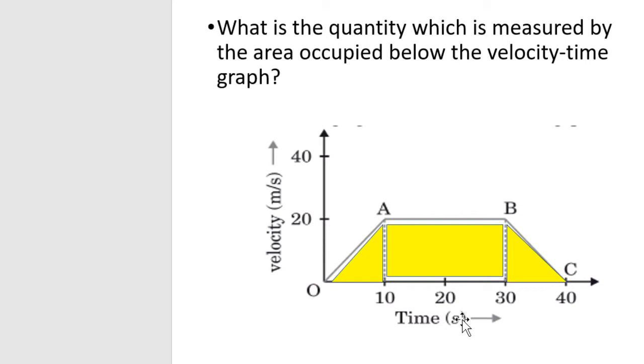Okay. Now look at this. What is the quantity which is measured by the area occupied below the velocity time graph? I mean to ask you, suppose now here you see velocity on the y-axis and time on the x-axis, right? And I have drawn a graph. The graph is OABC, correct? Now the question is, what is the quantity which is under this velocity time graph? Suppose this is the shaded portion I have shown you, the one in the yellow color.